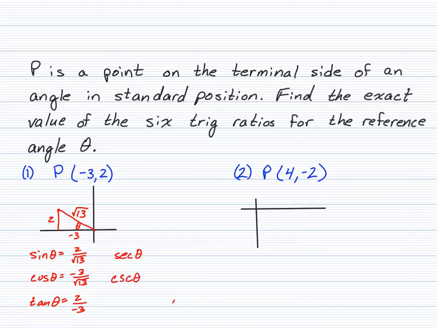All right, so now we want to look at the reciprocal trig identity. So secant is the reciprocal of cosine, which would make this square root of 13 over negative 3. Cosecant is the reciprocal of sine, so that's square root of 13 over 2. Cotangent is the reciprocal of tangent, which is negative 3 over 2. So those are your 6 trig functions here.